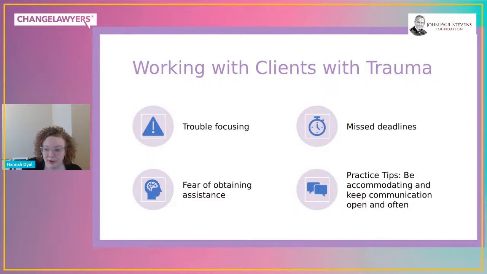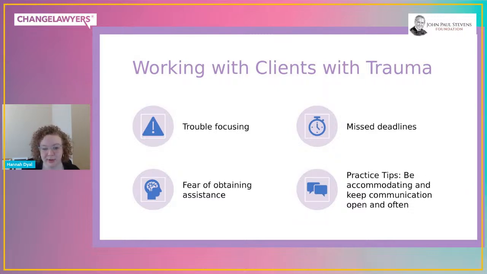So be accommodating whenever you can, and keep your communication open and often with your client. Try to be in touch with them often to make sure they don't think you've forgotten about them. Make sure they know you are still working on their case, even if nothing has really happened in the last little bit. I will say, on being accommodating, one thing that's very difficult when you're a new legal aid attorney is learning how to let go of a client that's not responding to your assistance.